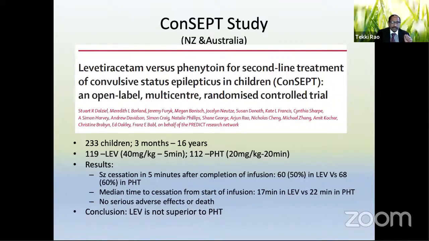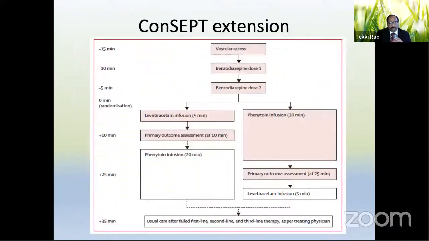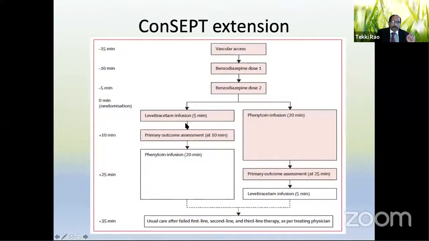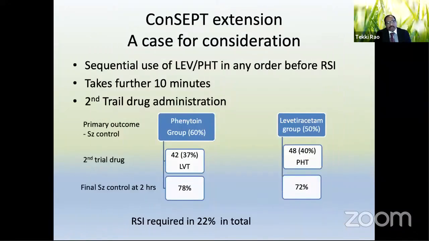The conclusion is that levetiracetam is not superior to phenytoin, but there is a further extension they have done. They looked at some secondary outcomes in which there was sequential administration of the other trial drug. For example, if that was a levetiracetam infusion, they gave phenytoin if there was no cessation of seizure. In the phenytoin group, they gave levetiracetam. So ultimately, they took 2 steps here in second line management: levetiracetam followed by phenytoin, or phenytoin followed by levetiracetam. Their estimate is that it takes approximately a further 10 minutes to administer these 2 drugs.